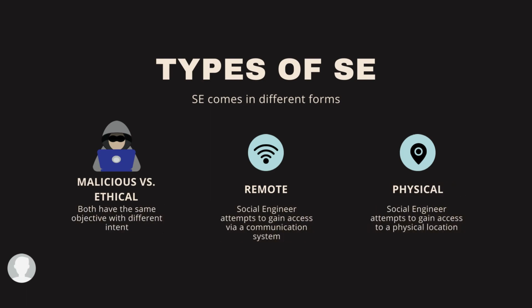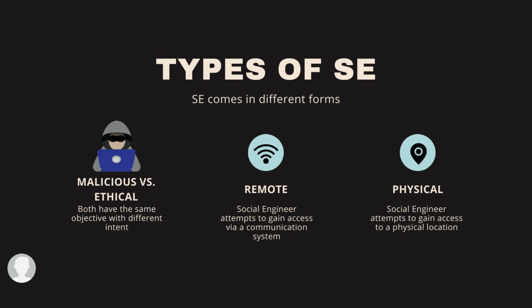So, social engineering can be either malicious or ethical. Both have the same objective, but they have different intent. So, if a social engineering attack were to be malicious, they're trying to get unauthorized access, they're not limited by time, and they do not work within the law. Versus an ethical social engineering test, they normally have a contract that defines what they're allowed to do, the time frame they have to do it in, and who conducted the test. And they normally have to conform with the law.